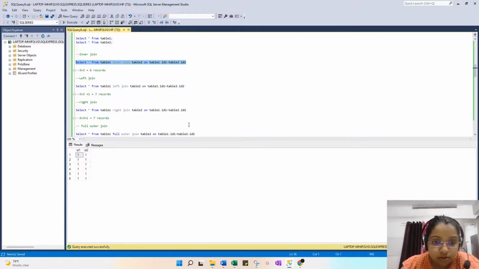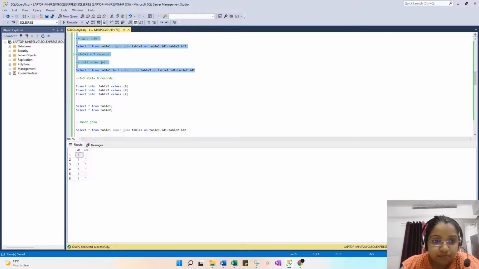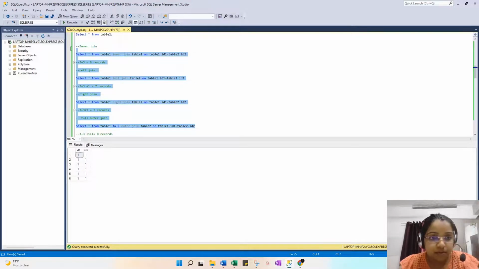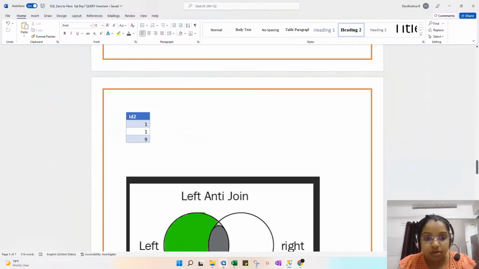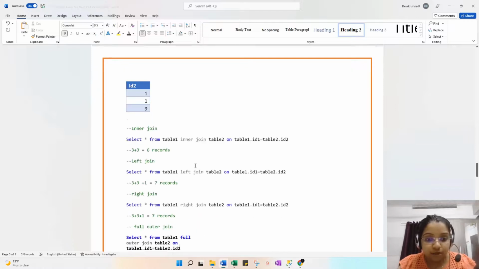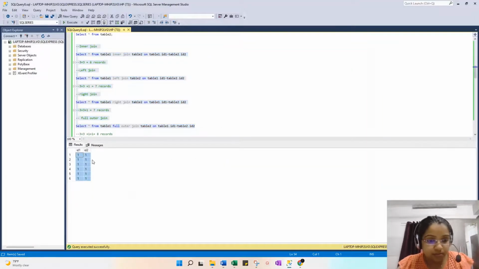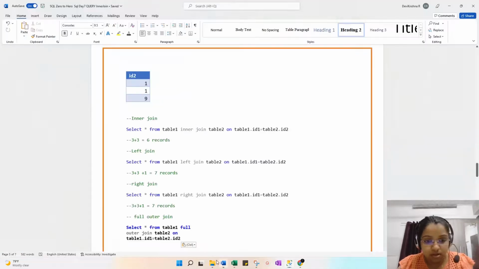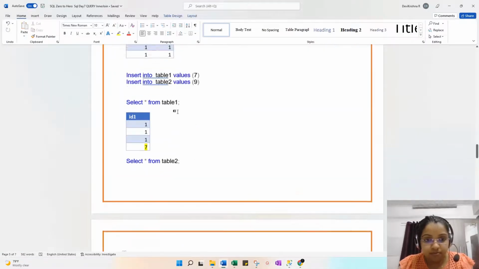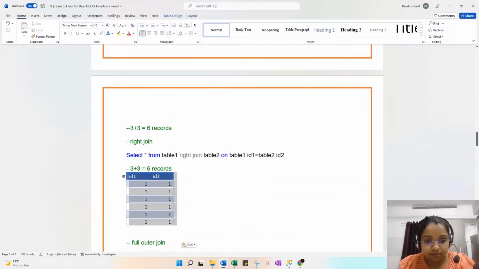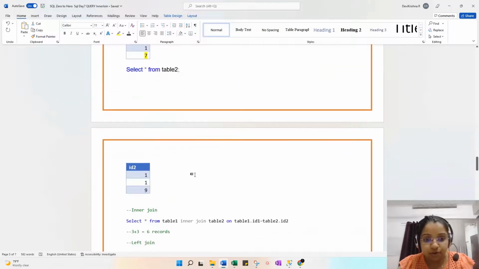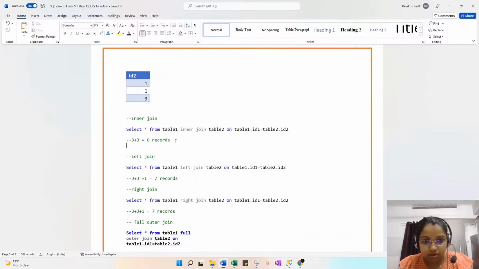So I am also copying this one for reference, because when you read this document, you will get a better idea, right? So you can see here the same one. Total 6 records for the inner join.